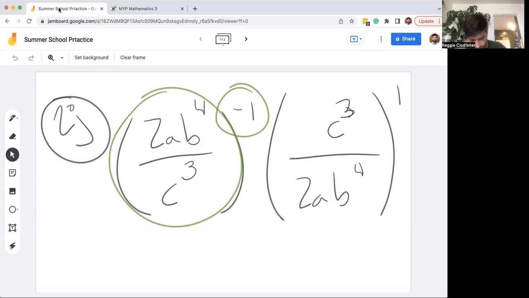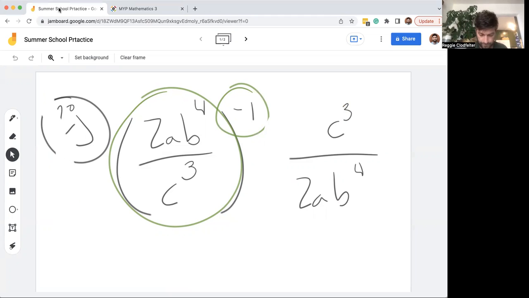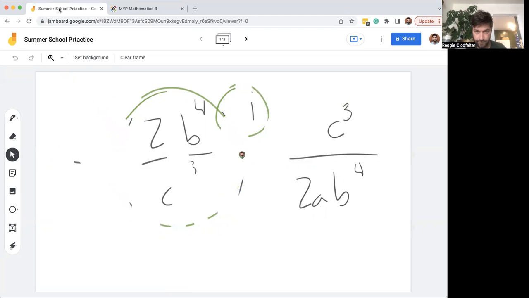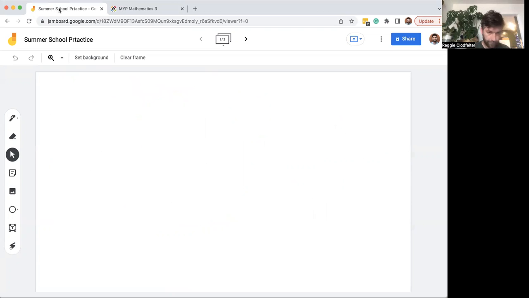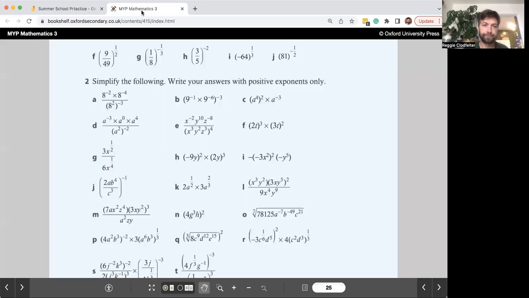Okay, but we also know that anything to the first power is itself. So it should just be c cubed. I'm just trying to write it neater. Over 2ab to the fourth. And that's our answer for 2j. C cubed over 2ab to the fourth. Okay.